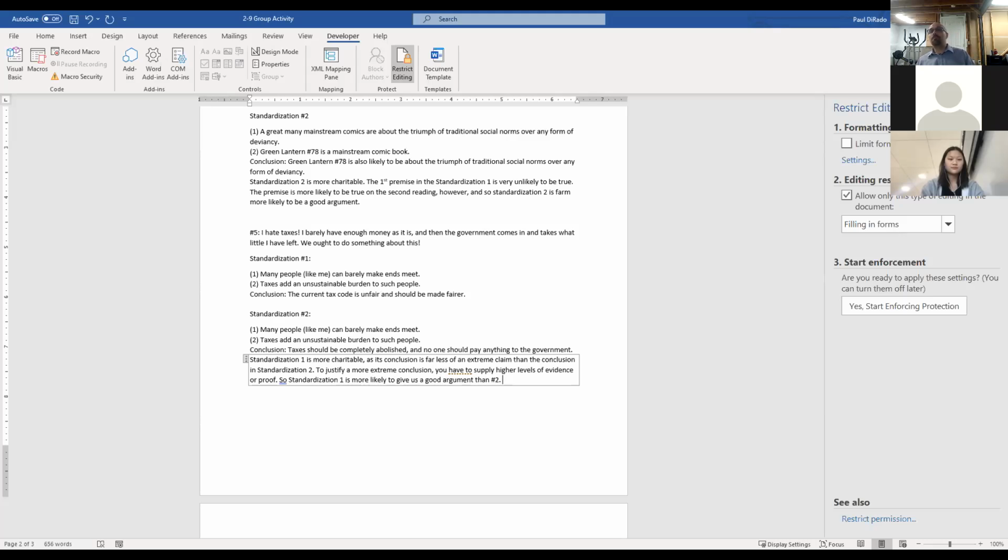Now, again, that doesn't mean that either argument would actually be good, or that both are, or that the more extreme argument is bad. It's just that if we had to choose, we should go with the one that's more likely to yield a good argument, and standardization 1 is more likely to yield a good argument. Now, knowing my Uncle Joe, he probably meant the second one. That's probably what he meant, right?